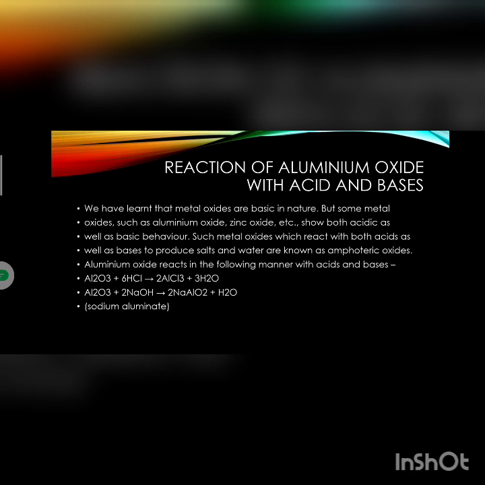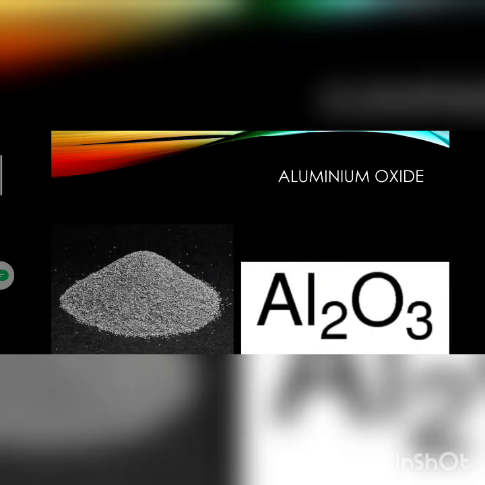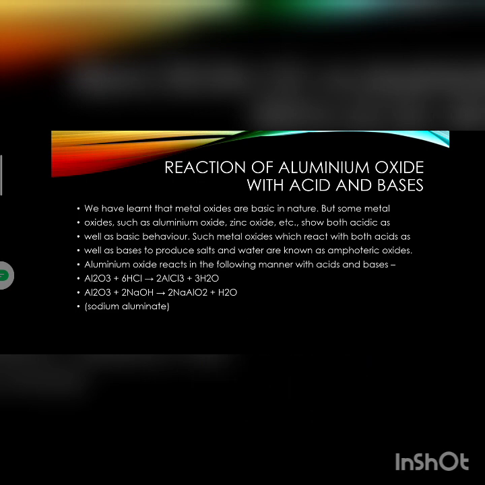but certain metallic oxides like aluminium oxide and zinc oxide react with both acids and bases to give salt and water. Since these metallic oxides show both acidic and basic character, they are called amphoteric oxides. Let's see why we call Al2O3 an amphoteric oxide. Aluminium oxide, when it reacts with hydrochloric acid, forms aluminium chloride and water. In the same way, aluminium oxide reacts with sodium hydroxide to form sodium aluminate and water.